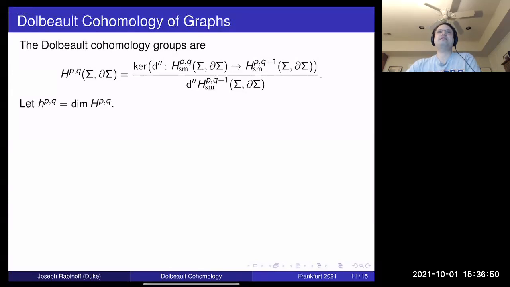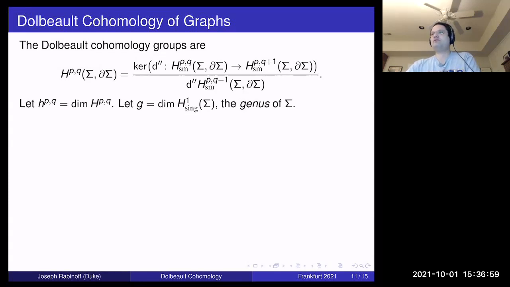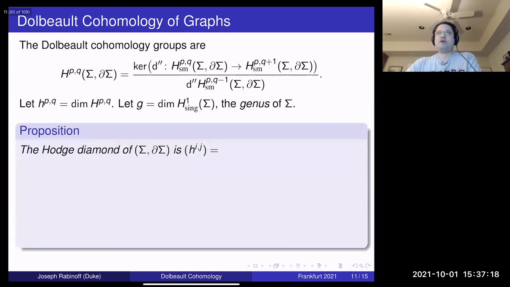All right, so as usual, I'm going to let little h^{p,q} be the dimension of big H^{p,q}. And g is just going to be the first Betti number of sigma, so the genus of sigma, if you like. It's the number of vertices minus the number of edges plus 1. Or maybe it's the other way around. No, that's right. Vertices minus edges plus 1. Okay, so the Hodge diamond of sigma rel boundary of sigma is, first of all, if the boundary is 0, exactly what you would think it is. h^{1,1} is 1, h^{0,0} is 1, and h^{1,0} and h^{0,1} are both g.